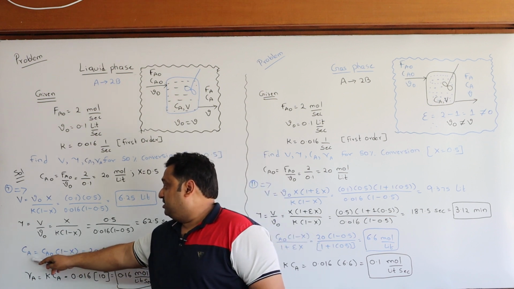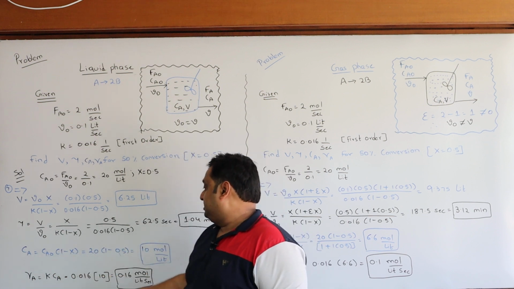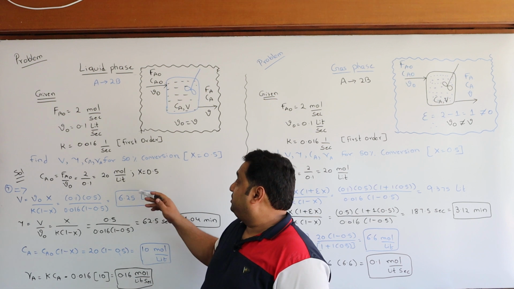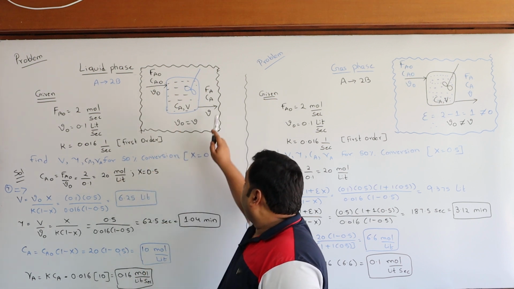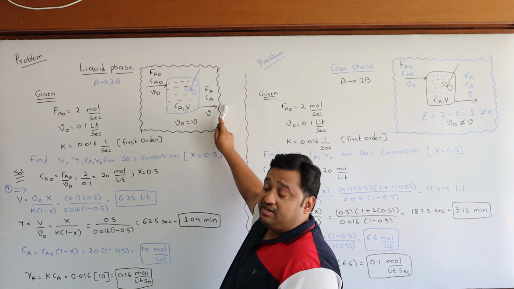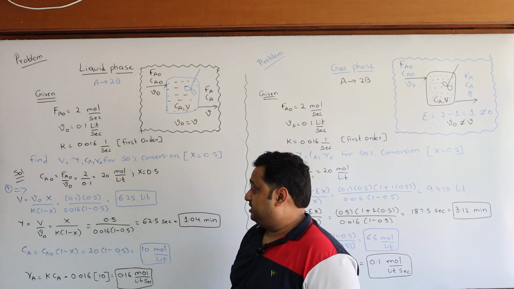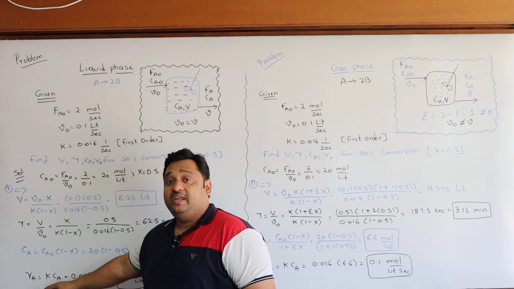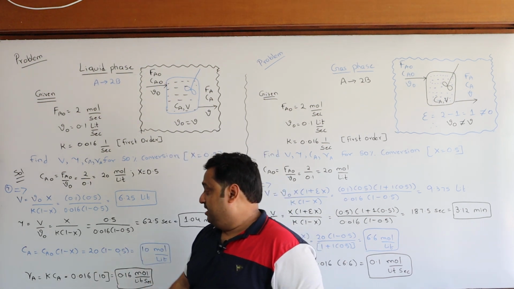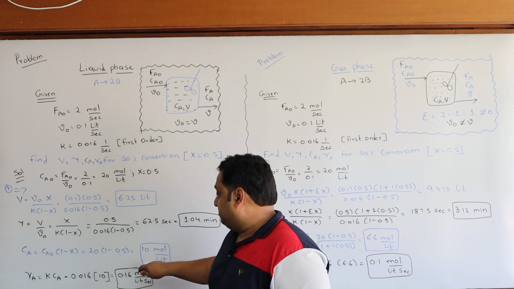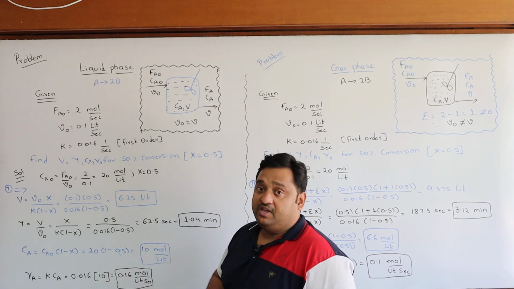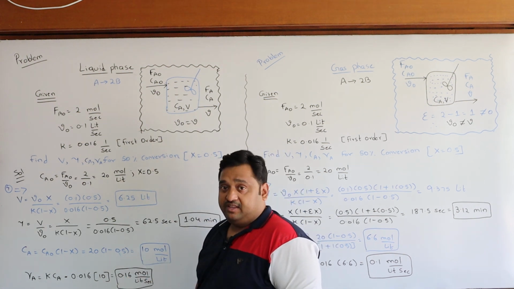What is my concentration? Ca equals Ca0 times (1 minus X), that means 10. My initial concentration is 20 here. The final concentration after 50% conversion is 10 mole per liter. What is the speed of the reaction? It is nothing but K times Ca, that is 0.016 into 10, that is 0.16 mole per liter per second. We have calculated everything.